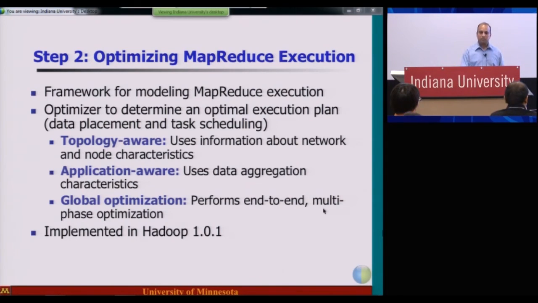Okay. And in particular, this optimizer is first of all topology aware. So it takes into account the underlying network topology as well as the compute capacity of the different nodes in the system. In addition, it's application aware, so it takes into account what the data aggregation characteristics of the application are. And then finally, it makes globally optimal decisions instead of doing decisions only at the local level. And we have made some changes to Hadoop 1.0.1 in order to implement some of the model outputs, the execution plans that the model provides us.